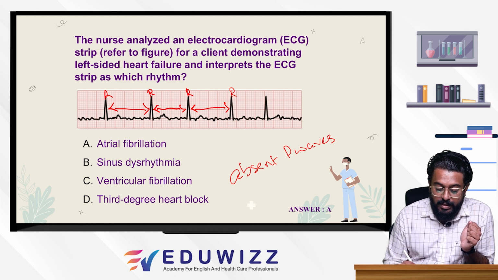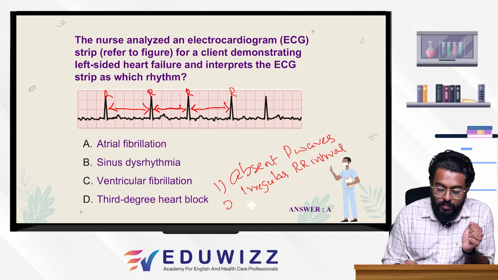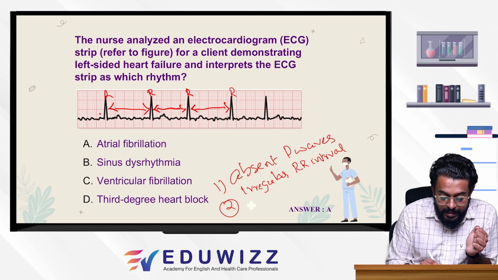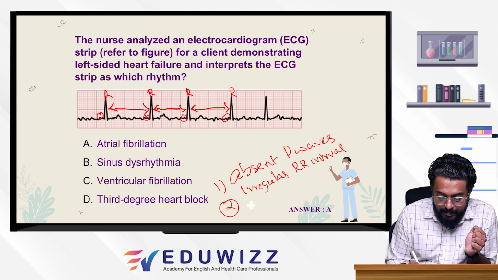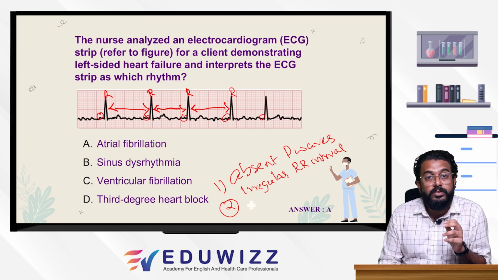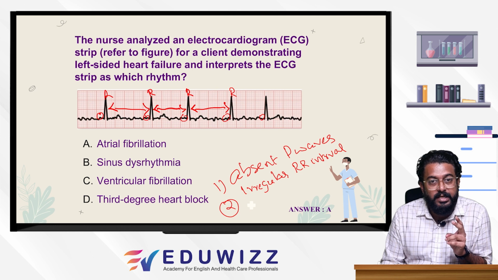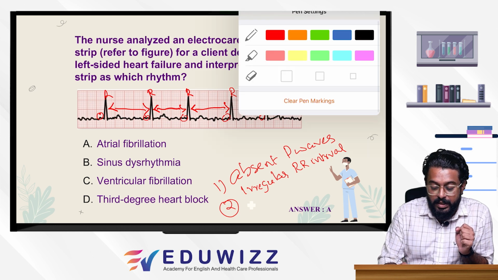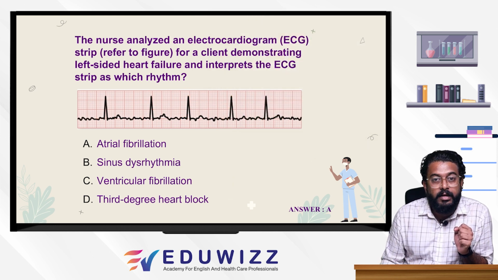So the second feature of atrial fibrillation is irregular RR interval. So these are the two important features of atrial fibrillation. If you see, there are no proper P waves in any of the leads. So these are the two features of atrial fibrillation: absent P waves and irregular RR interval.